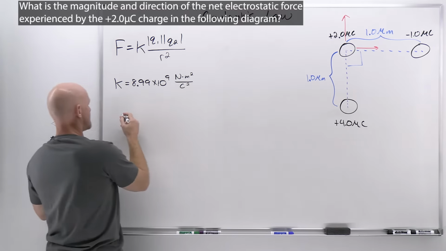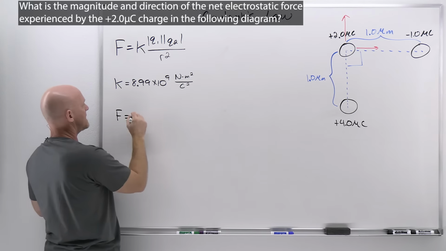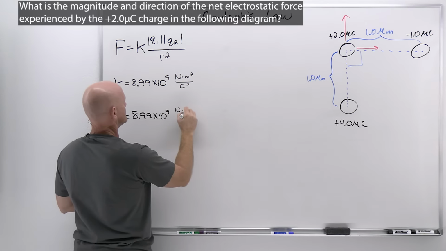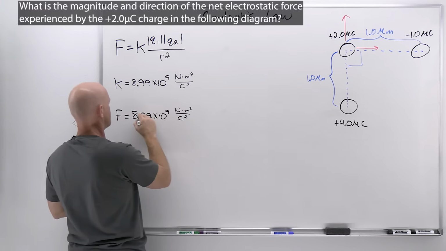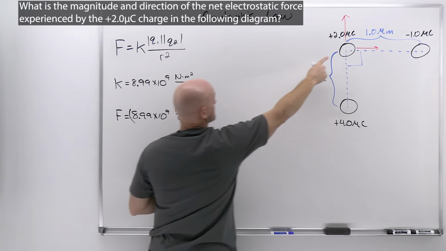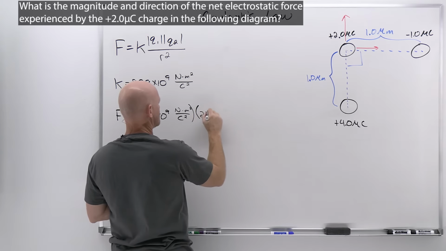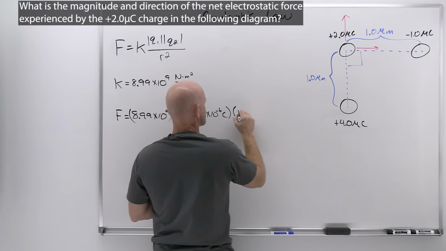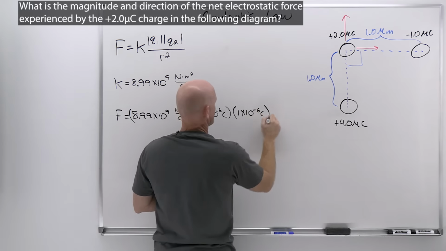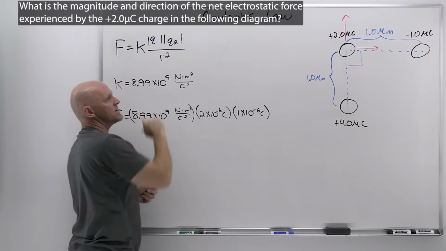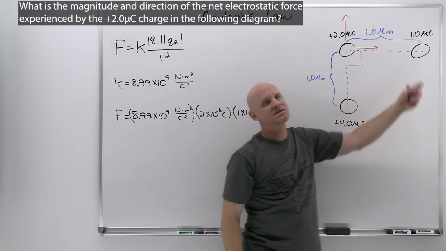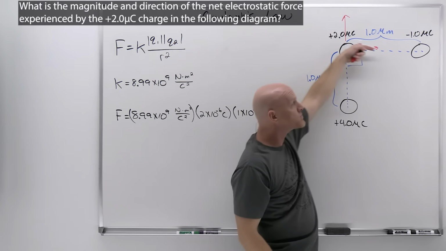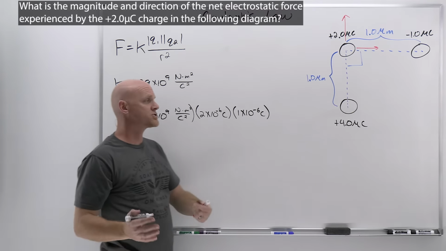And so in this case, your force is going to be kqq over r squared, so 8.99 times 10 to the ninth newton meters squared per coulomb squared, times q, and we've got 2 times 10 to the minus 6 coulombs, and 1 times 10 to the minus 6 coulombs. And notice, because we're plugging in absolute values, I didn't bother to carry the negative sign through. It's going to go away anyways, and we already figured out that it's directed to the right based on the fact that opposite charges attract.